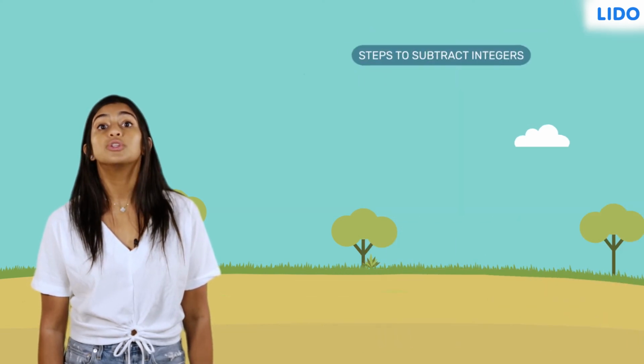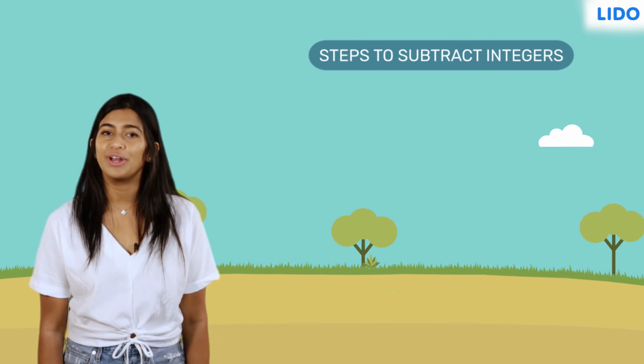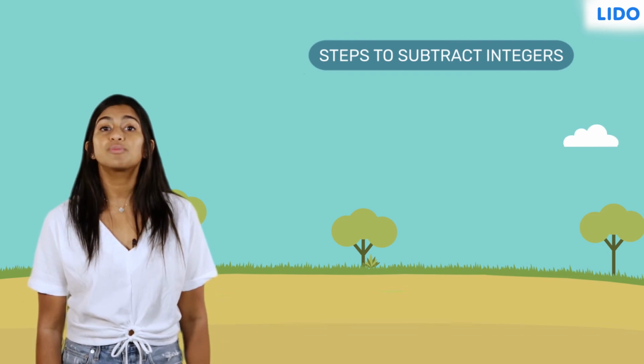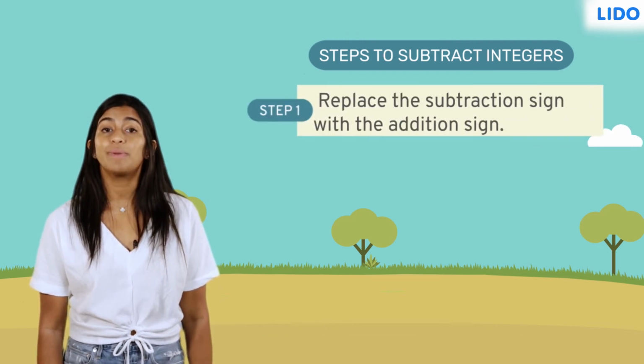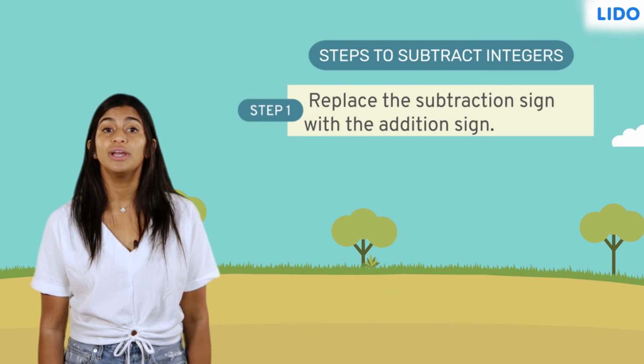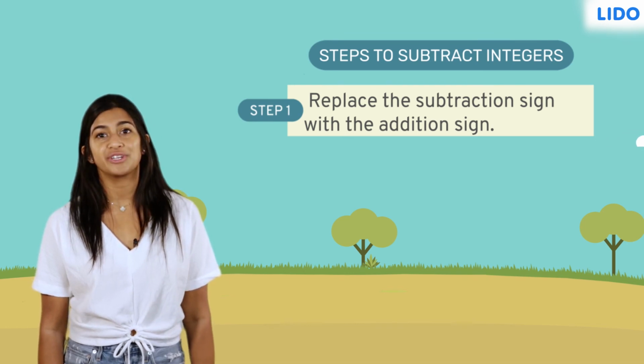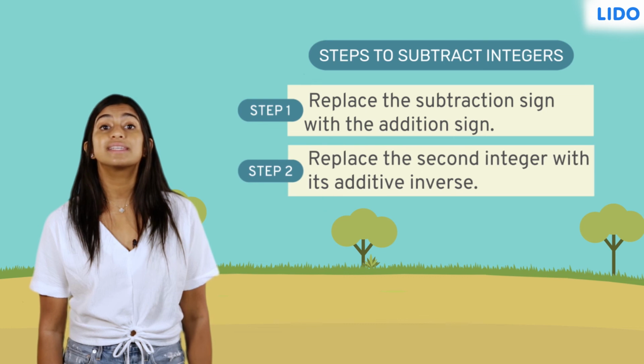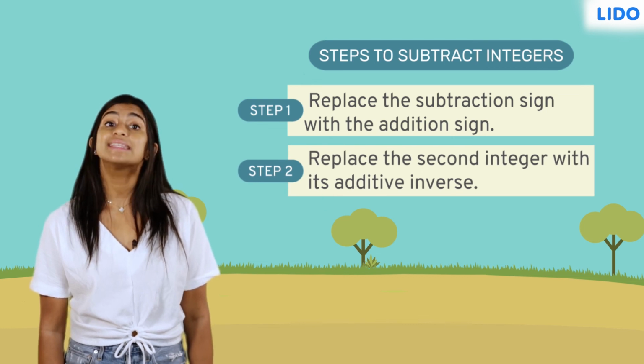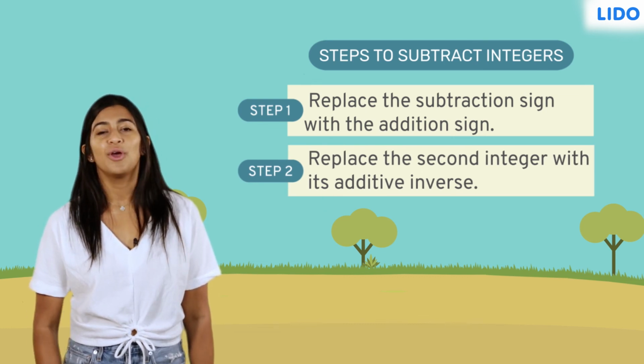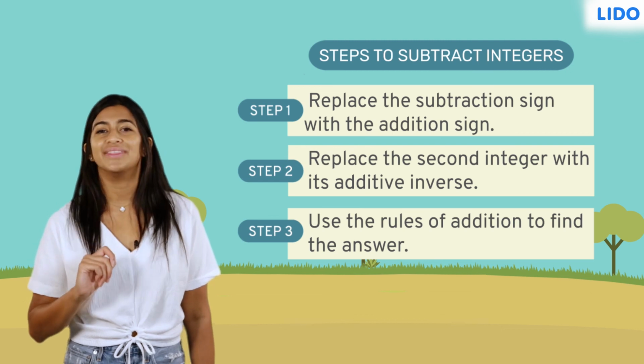This brings us to the rule of subtraction for integers. To subtract integers, we first replace the subtraction operation with the addition operation. Then, we replace the second integer with its additive inverse. Now, we use the rules of addition to add the two integers.